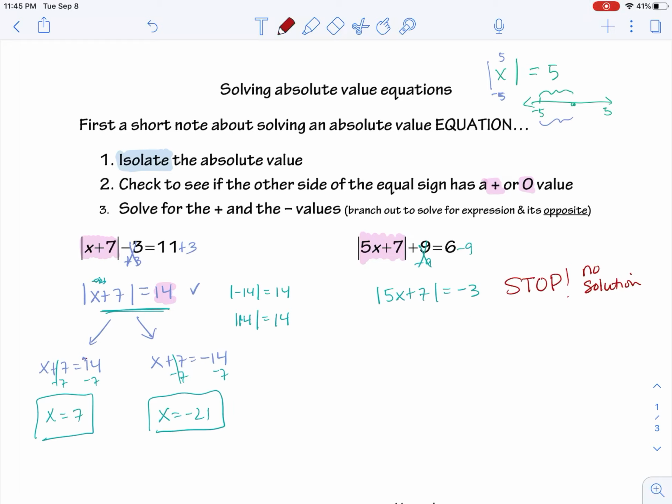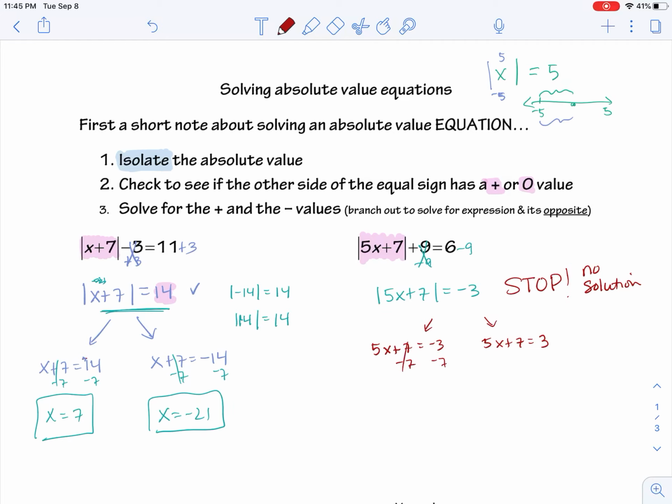Some of you might be asking, well, what happens if I solve it? Let's solve it. 5x plus 7 equals negative 3, and we're going to solve for its opposite. 5x plus 7 equals positive 3. You do not need to write this down. Just watch the nightmare that's going to happen, and I'm going to erase it.